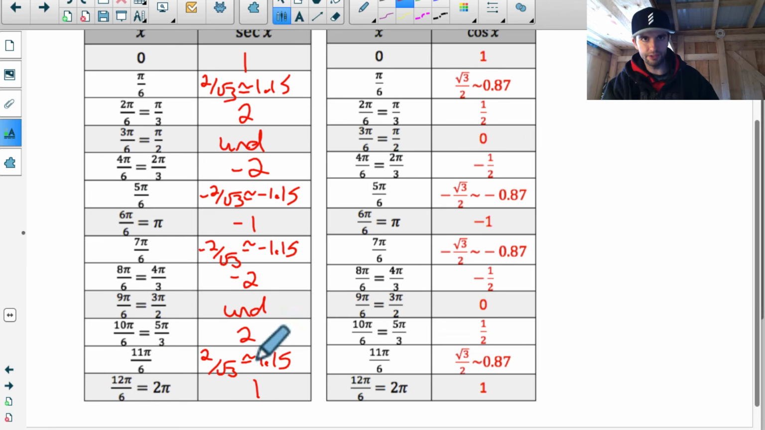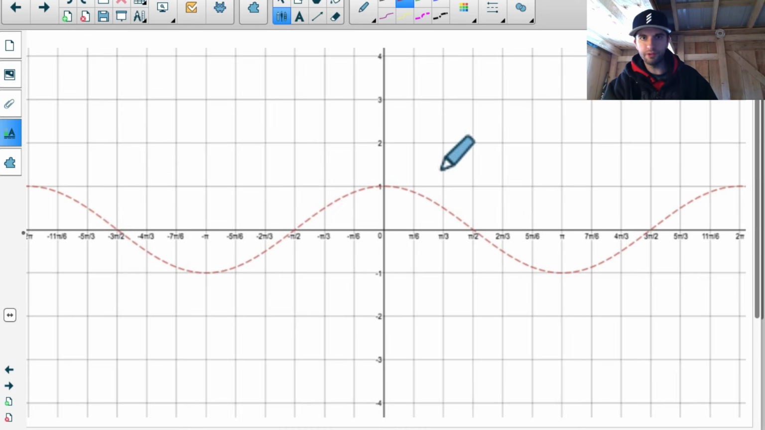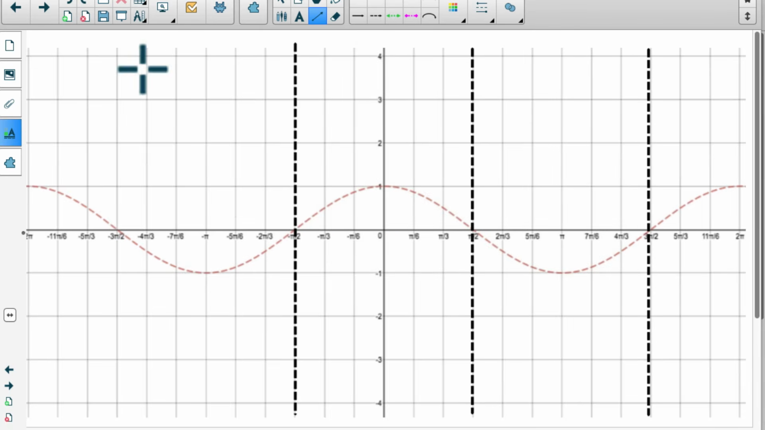So these are all the ratios for secant. We can plot all of those. I'll start by doing the asymptotes. And remember, the asymptotes are going to be at all of the places where the cosine ratio is 0, because that would make secant 1 over 0. So I'll do those quickly.